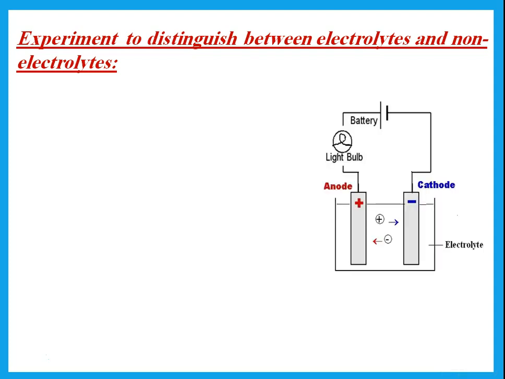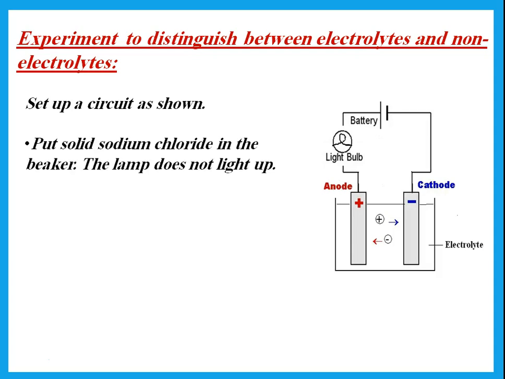So what do we do here? We set up the circuit as shown. The electrodes are attached to the battery with a light bulb, inside a liquid that conducts electricity, which we should call an electrolyte. And we're going to put different substances in the beaker. First of all, we're going to put solid sodium chloride in the beaker.